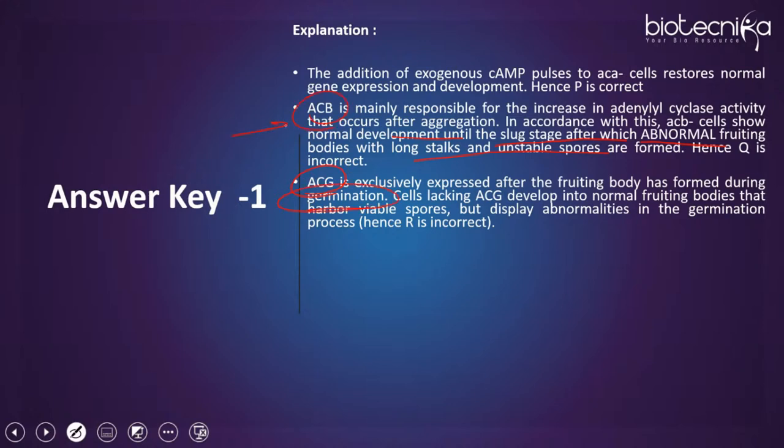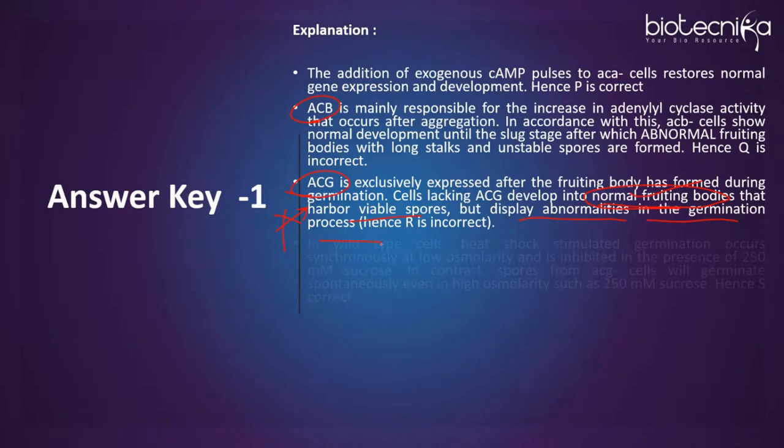ACB is required for spore formation. ACG is required for germination. It is expressed after the fruiting body has formed, during germination. So obviously, if cells do not have ACG, what will happen? They will form a normal fruiting body, because ACB is there, no? So spore formation will be there, and that will harbor viable spores. But because ACG is not there, germination will be a problem. So it will display abnormality in the germination process.